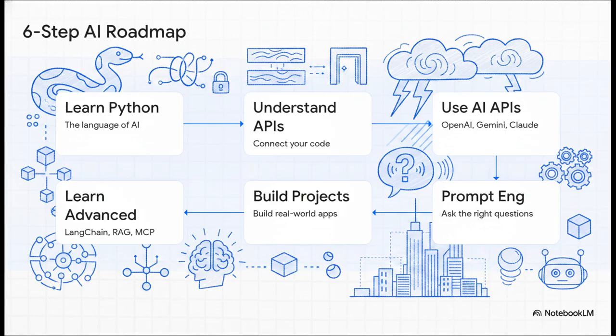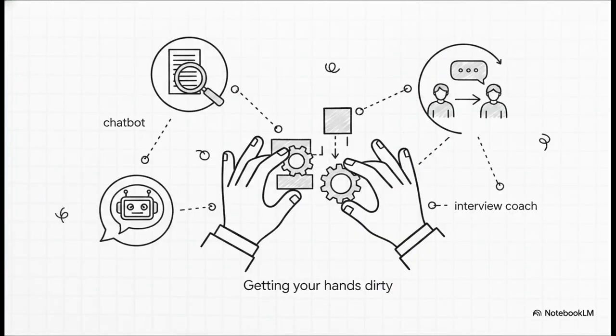Step 5, build real projects. And finally, Step 6, move on to the advanced tools. Because once you've got the basics down, a whole new world of advanced tools opens up to you. Things like LangChain, vector databases, or building your own autonomous AI agents. But honestly, the absolute best way to learn is to just get your hands dirty and build real-world projects.